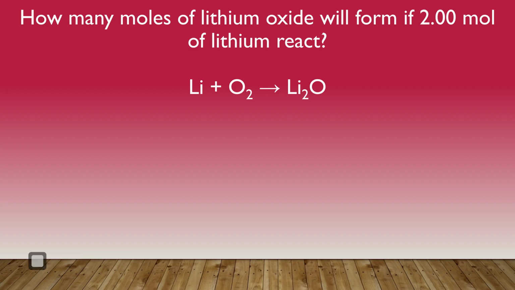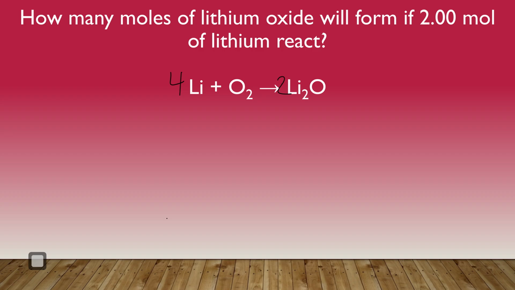I don't know why we're sticking with lithium. All right, so Li plus O2 produces Li2O. I have to balance it. I have 1 Li, I have 2 Li, so I'm going to put a 2 there. I have 2 O's, I have 1 O. I need to put, not 2 there, I need to put a 2 on the other side. That now means I have 4 Li's, so I need to put a 4 here. So there's my balanced chemical reaction.